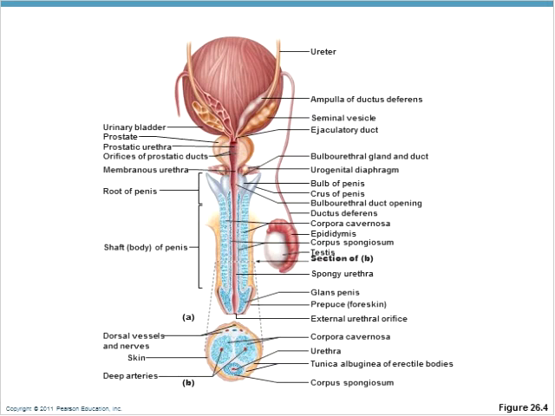You get a feel for what we're talking about. What you're seeing here is the corpus cavernosa on each side, and the corpus spongiosum, which actually surrounds the urethra proper, and that gives you a feel for the body of the shaft of the penis proper.